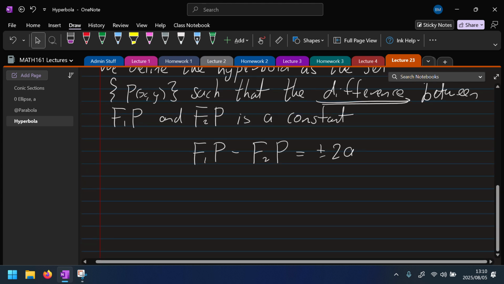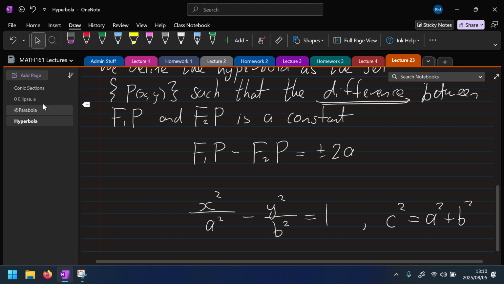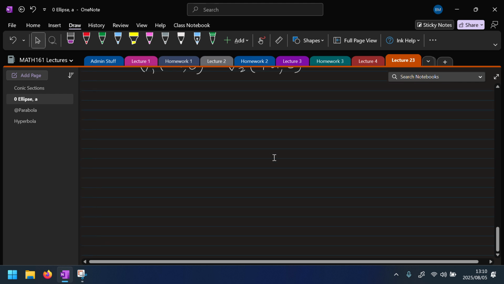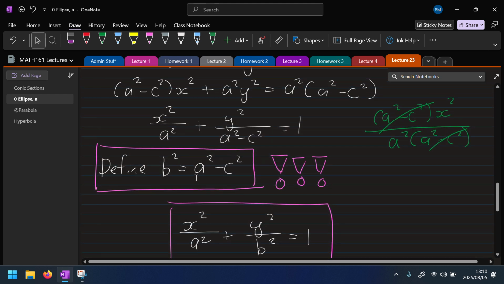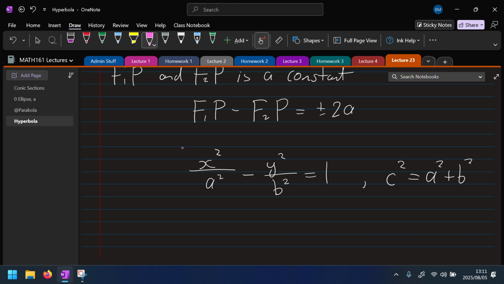So for homework, do the rest, and you should end up with x squared over a squared minus y squared over b squared is equal to 1. And here we have c squared is equal to a squared plus b squared. Again, very similar but different to the ellipse. If we go back to the ellipse, b squared was a squared minus c squared. Here it is a squared plus b squared. You need to know the difference. And then just put a box around that.